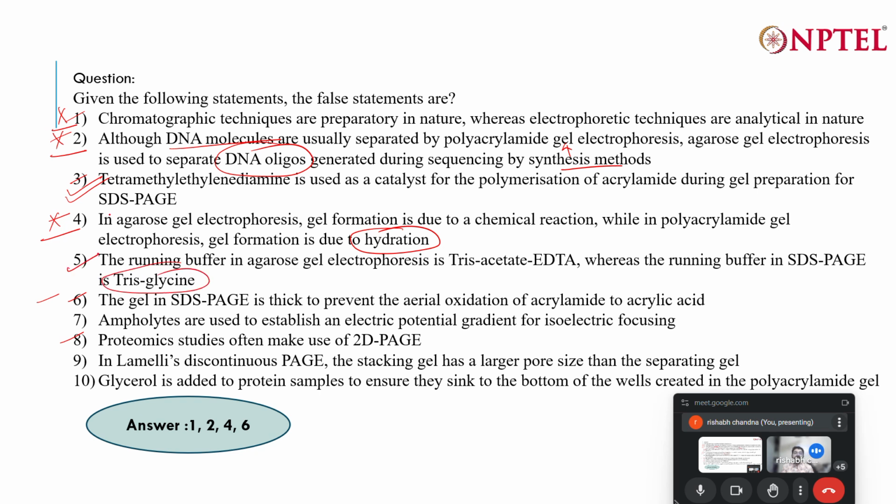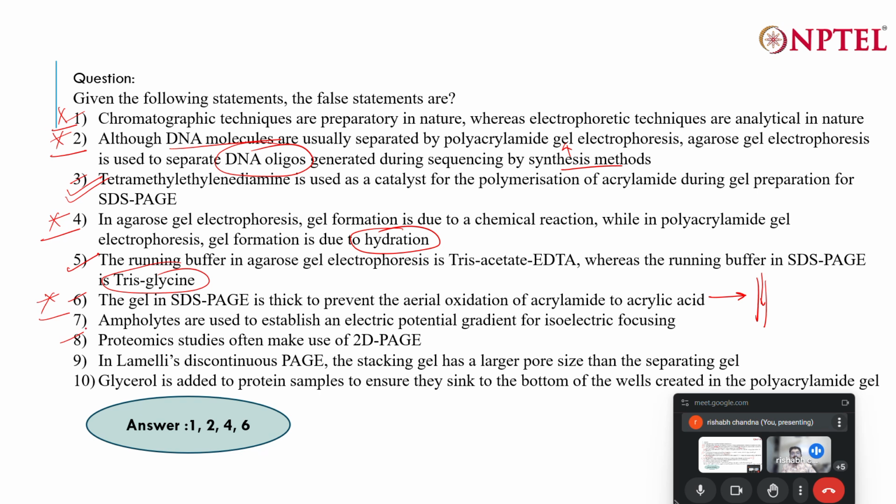The gel in SDS-PAGE is thick to prevent the aerial oxidation of acrylamide to acrylic acid. No. To prevent the oxidation of acrylamide, we use two plates. These two plates are there, and the gel is very thin, not thick. The thick gel is formed in agarose gel. So this option is also false.